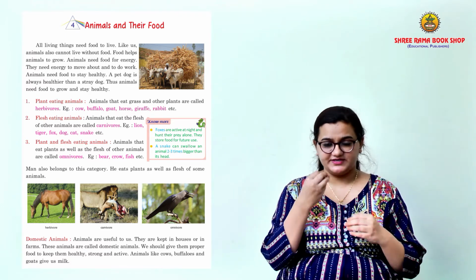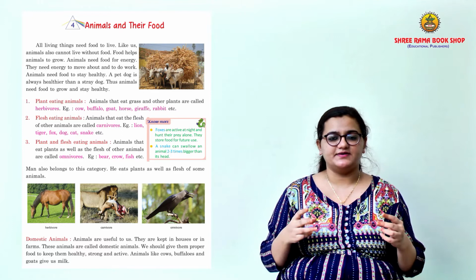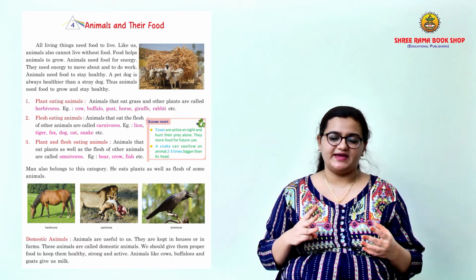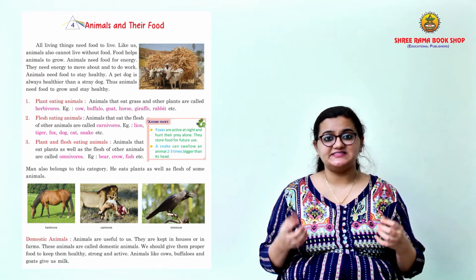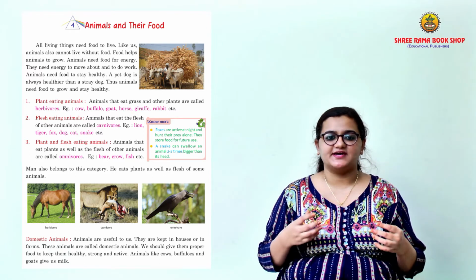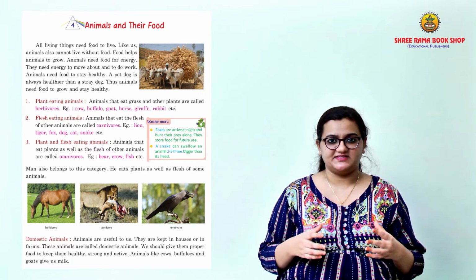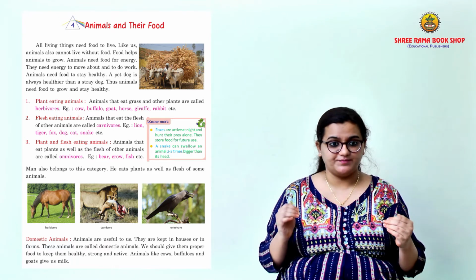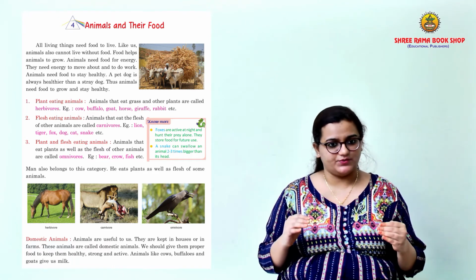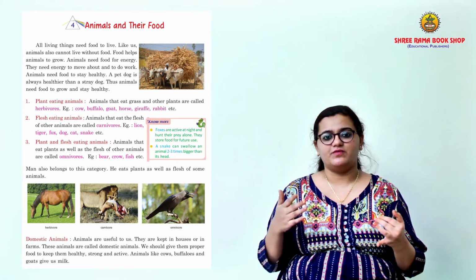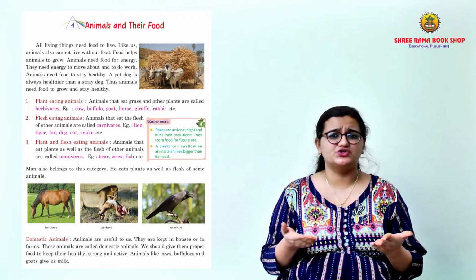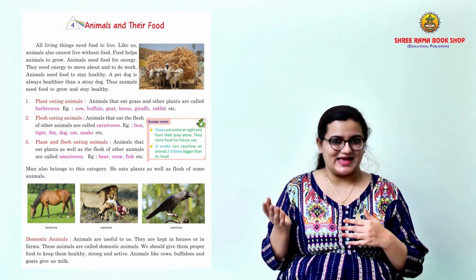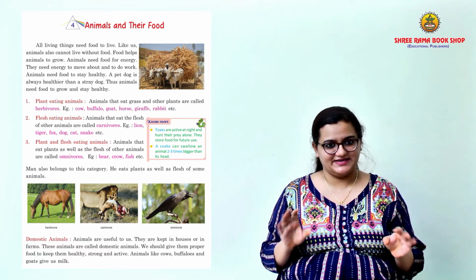Now, according to the eating habits, we can divide the animals into three main parts. First is the plant-eating animals. Animals that eat grass and other plants are called plant-eating animals, also called herbivorous. For example, cow, buffalo, elephant, giraffe. These animals do not eat other animals. They just eat plants and grass.